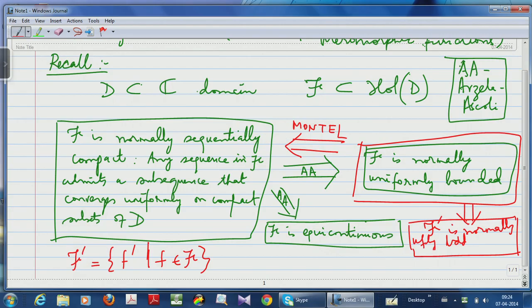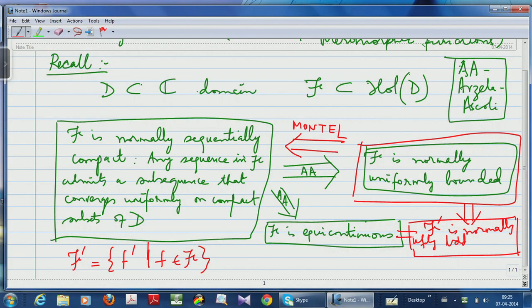That is simply because the derivative of a function can be expressed in terms of the function using the Cauchy integral formula. And therefore, if the original functions are uniformly bounded, then the derivatives are also uniformly bounded on sufficiently small closed disks. So the moral of the story is that the derivatives are normally uniformly bounded, and this is a philosophy that I told you last time. Whenever the derivatives are bounded uniformly, then the original family is equicontinuous, because you just have to integrate.